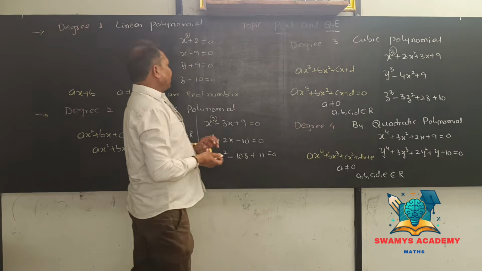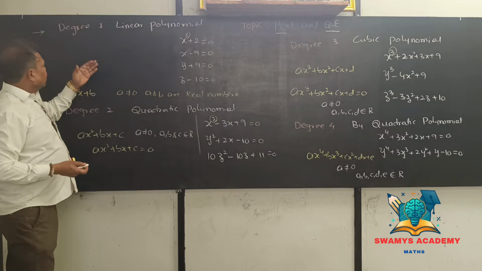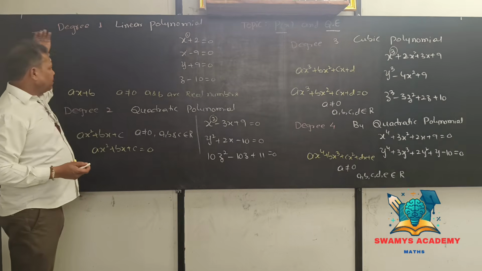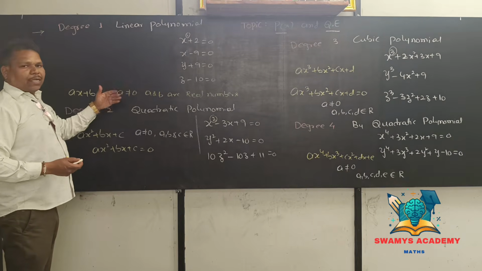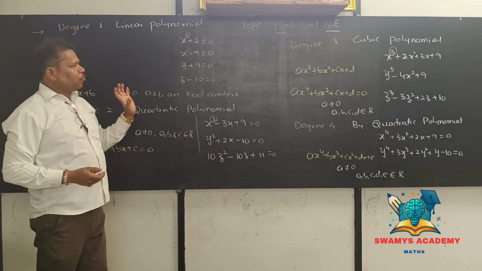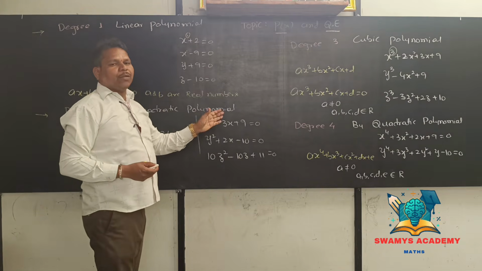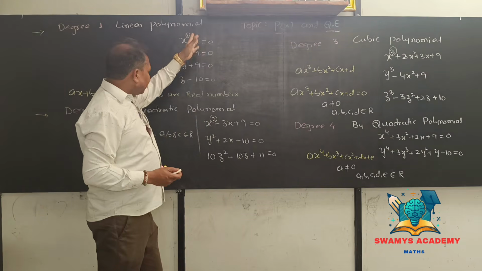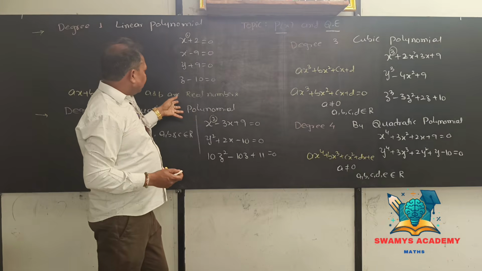These are all the basic concepts in the polynomial. So degree 1 is a linear polynomial, degree 2 is a quadratic polynomial, degree 3 is a cubic polynomial, degree 4 is a biquadratic polynomial. So what answers will we get in this?